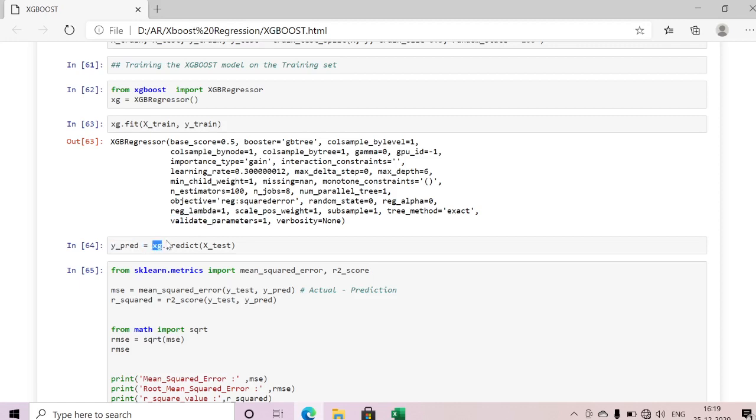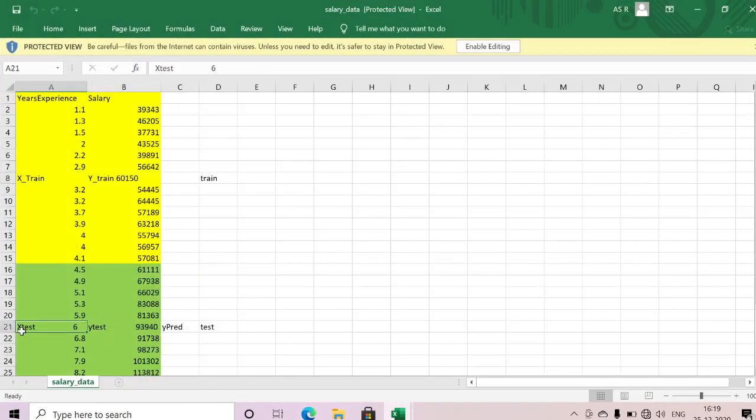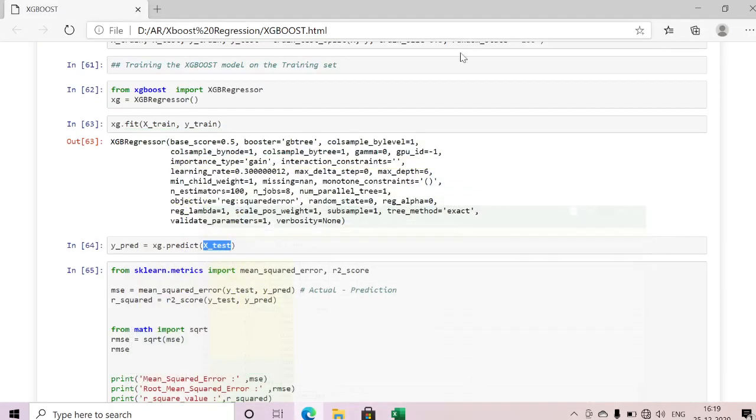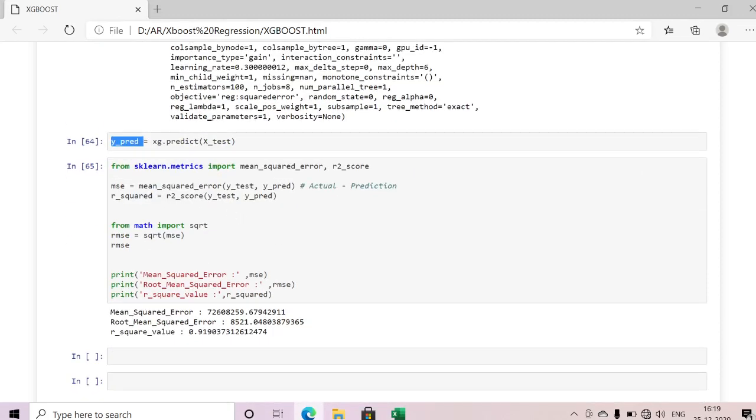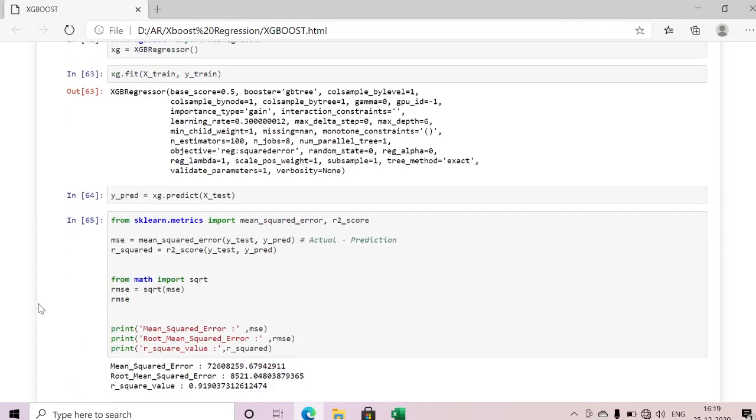And also Y prediction. Actually, this is my object dot predict. Predict is one of the methods I'm using, with my object as it is. Dot predict is my method. I'm passing my X test, then we'll get the Y prediction. Now I got the Y prediction. So I have the Y test and also Y prediction. By using these two, we can calculate the accuracy.